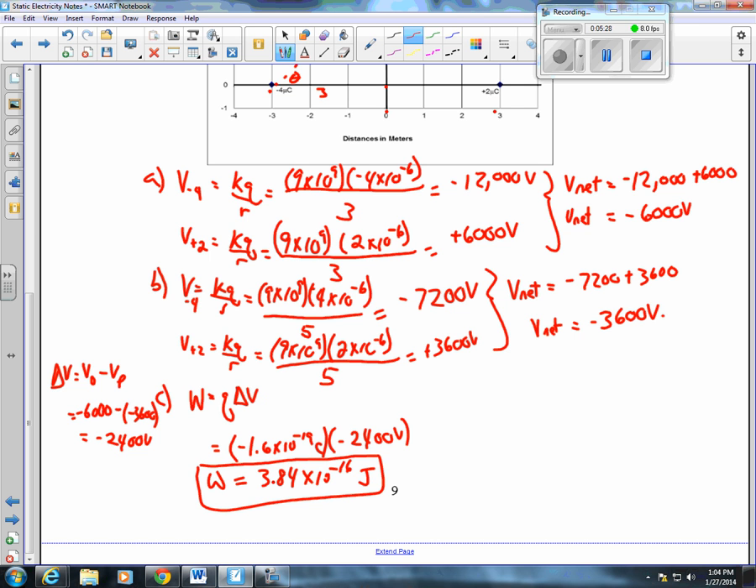Now, I'm usually careless with my signs there, so it did end up being positive work, which makes sense because the voltage is more negative at the origin, so the electron doesn't want to go there, so I have to do work to make it go there.